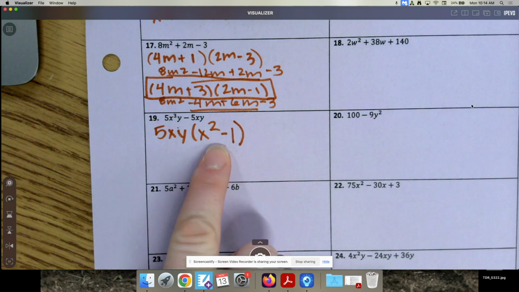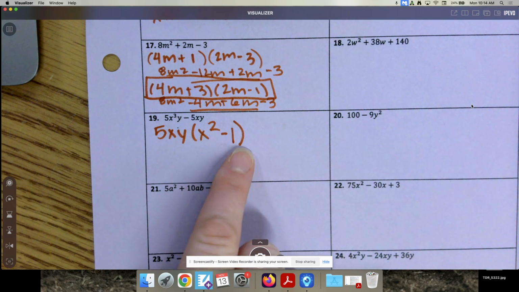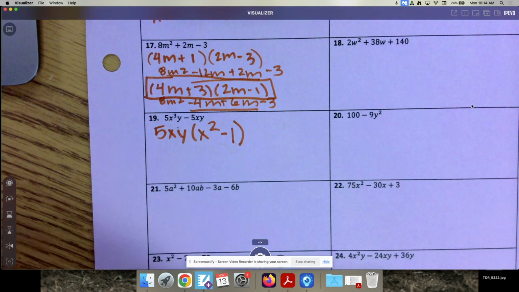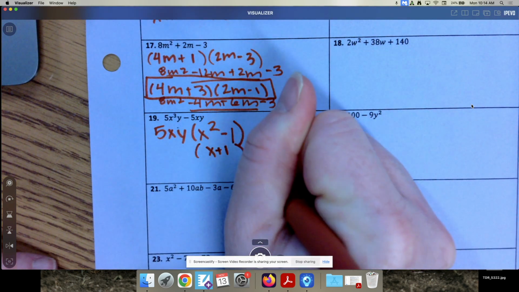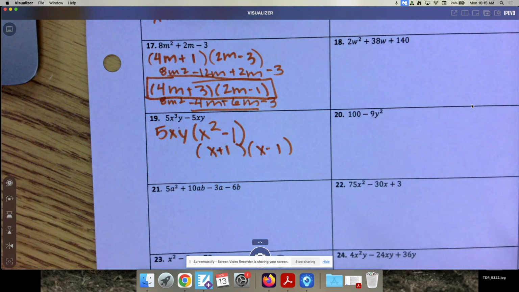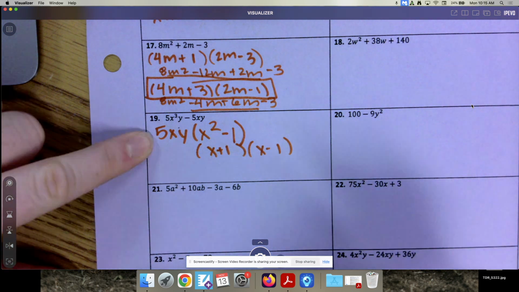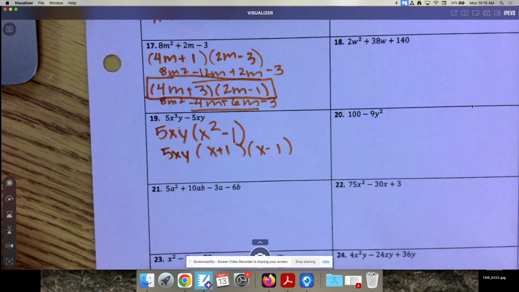can I break that down anymore? What's special about x squared and 1? They're perfect squares. If you're minusing, it'll always be the same thing. X plus 1, x minus 1. The only way you can get nothing in the middle is if you have same parentheses, opposite signs. The 5xy just hangs out in front.